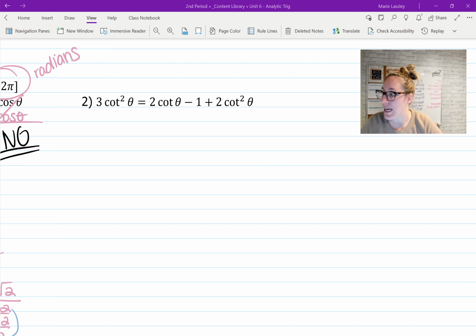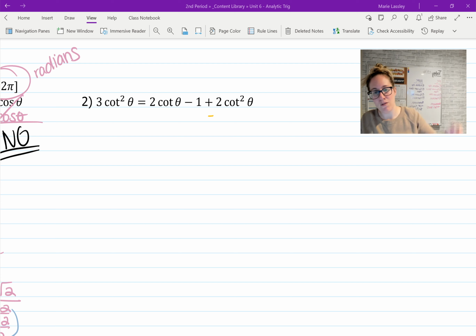So here we have 3 cotangent squared theta equals 2 cotangent theta minus 1 plus 2 cotangent squared theta. What we want to do is just like normal solving problems: get everything over to one side of the equation and combine our like terms. So I'm going to subtract 2 cotangent squared thetas from both sides. Bam. That's going to give me 1 cotangent squared theta equals 2 cotangent theta minus 1.